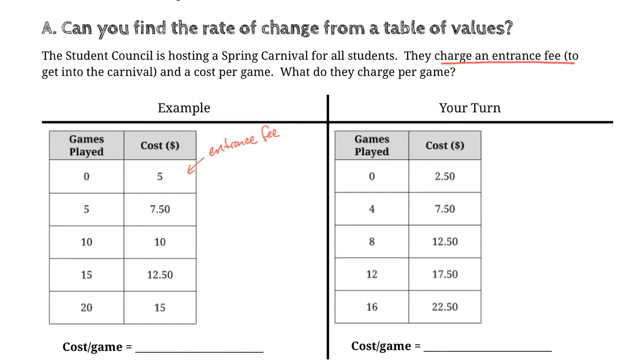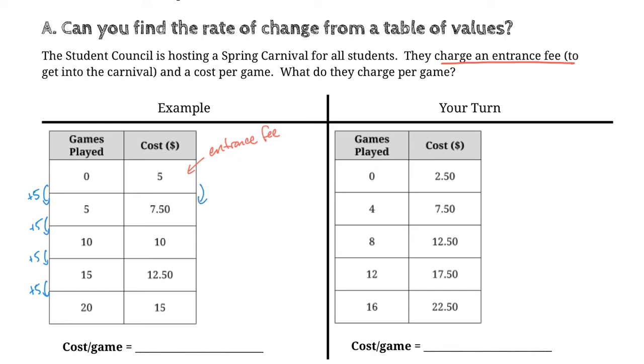So to find the rate of change, and in this case, it's going to be the cost per game, we want to find out how much our cost is increasing by compared to how much our games are increasing by. And to do that in a table of values, we want to find out how much each row is going up by. So if we look at the number of games, we can see that these are all going up by 5. So we know the number of games that are played goes up by 5, but how much would our cost go up by in this case?